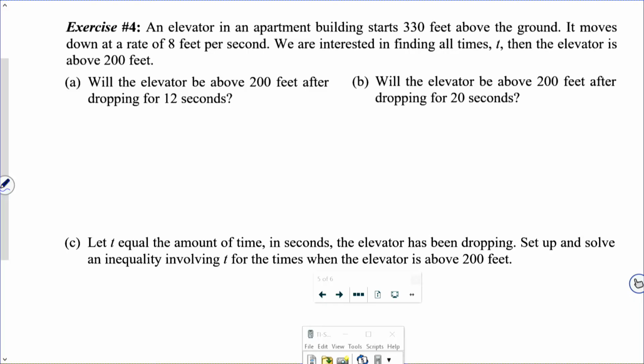It moves down at a rate of 8 feet per second. Look at that rate. We are interested in finding all times t when the elevator is above 200 feet.